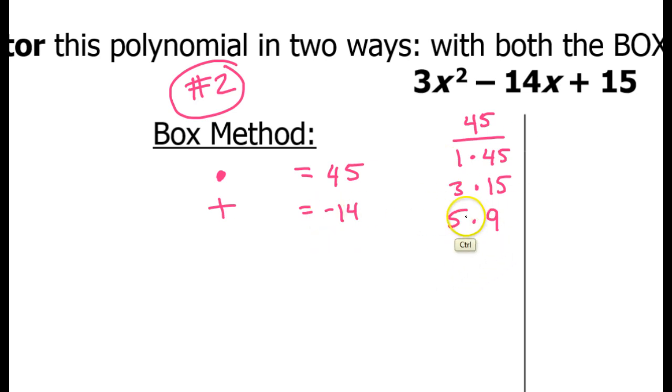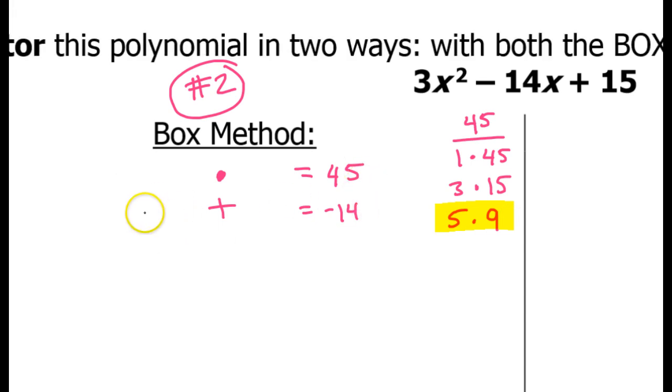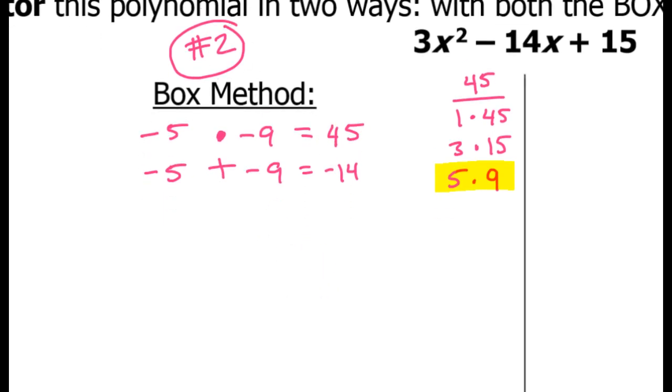Now, which of these can give me negative 14 if I pick the signs right? I'm hoping you can see that 5 and 9 is the pair that can give me negative 14. If both of these are negative, if I have negative 5 and negative 9, negative 5 plus negative 9 is negative 14. So we have to use the same numbers for the product. And negative 5 times negative 9 is positive 45. So we did it. We're good. So now we can go ahead and set up the box. Okay, so the box is going to look like this.